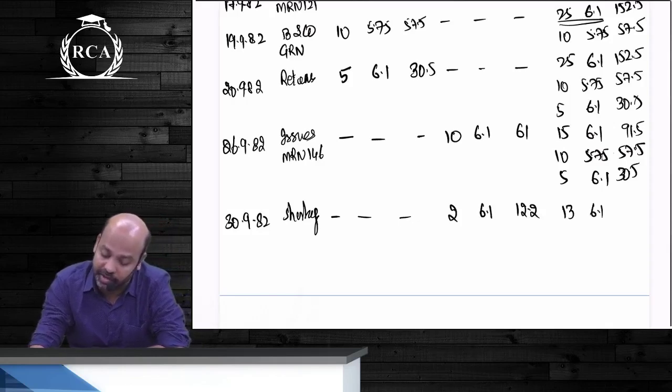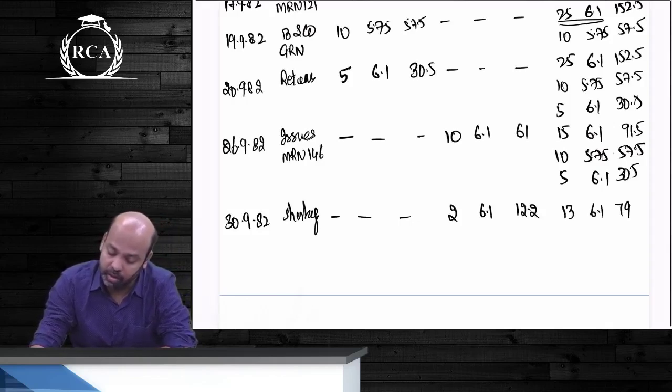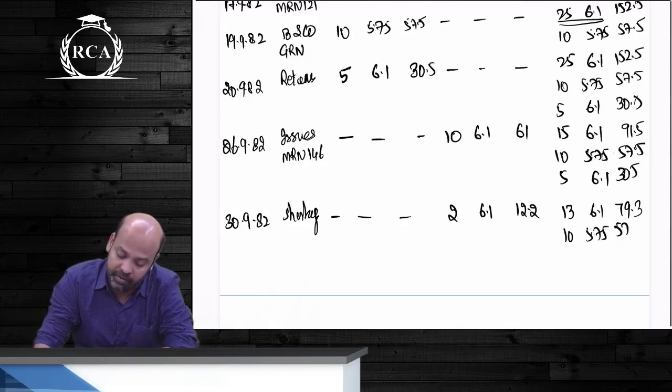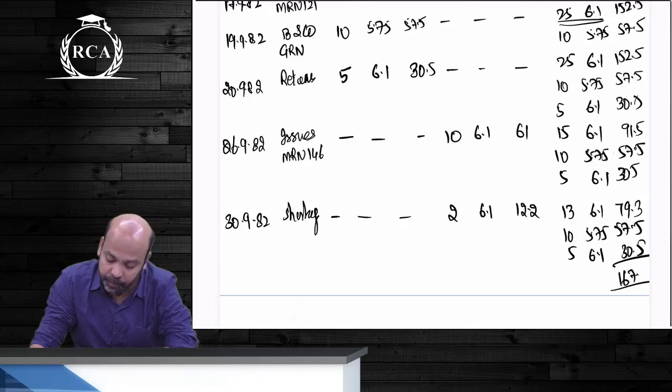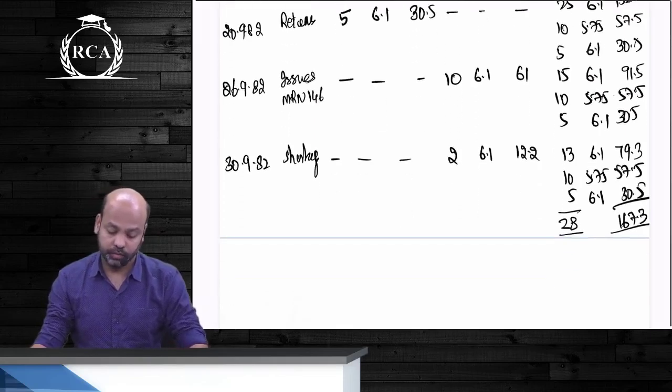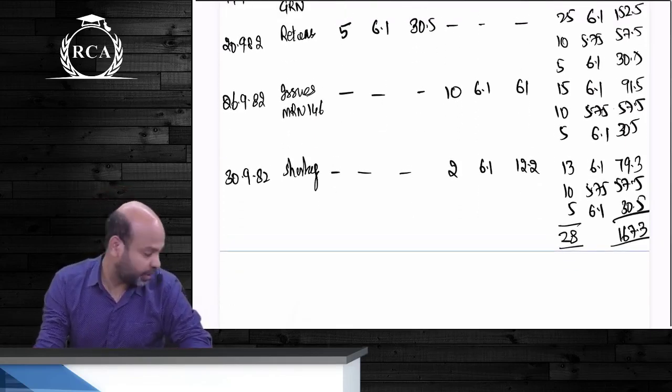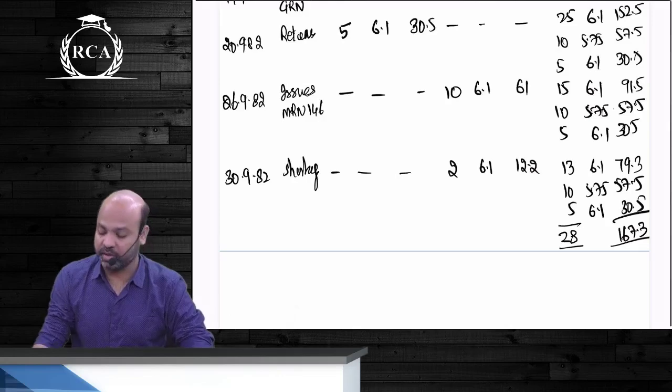That will become how much? 79.3. 10 units at 5.75, 57.5. 5 units at 6.1, 30.5. What's the total value of closing stock? 167.3. Total number of units are 28. So you will have 28 units valued at 167.3.